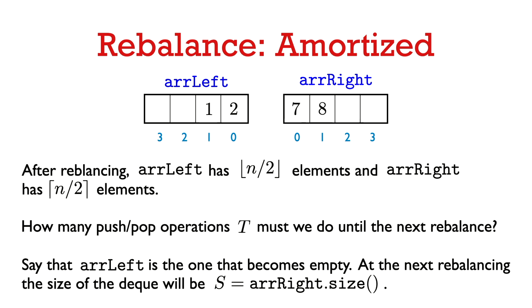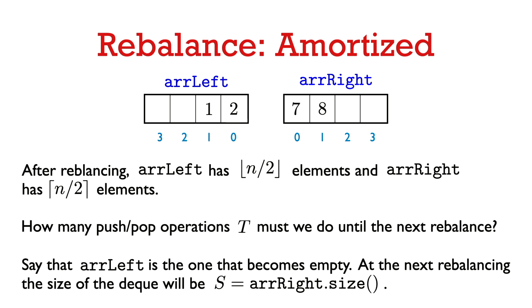So let's see why the amortized complexity of pop front is constant. Say that the deck has n elements, and we just rebalanced. So now the left array has the floor of n over 2 elements, and the right array has the ceiling of n over 2 elements. We want to average the cost of pop front over the number of push and pop operations we do until the next time we have to rebalance. And we also include the cost of this next rebalancing.